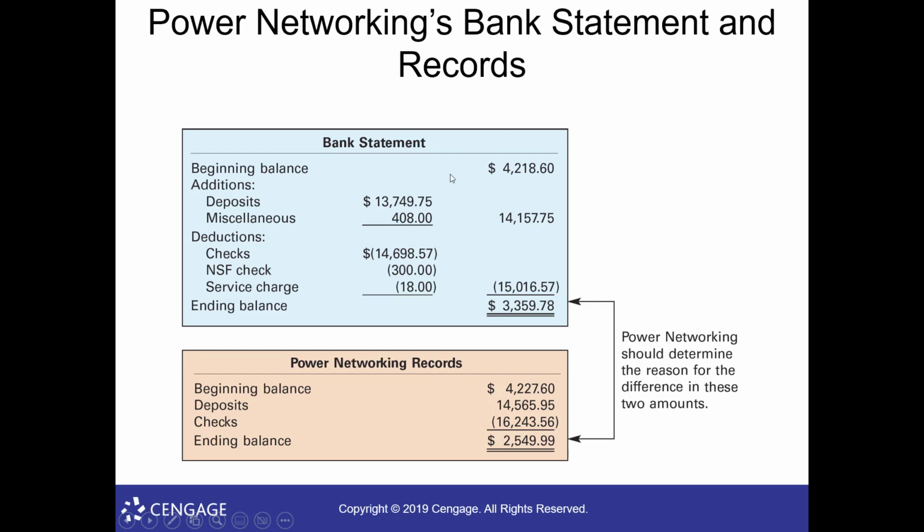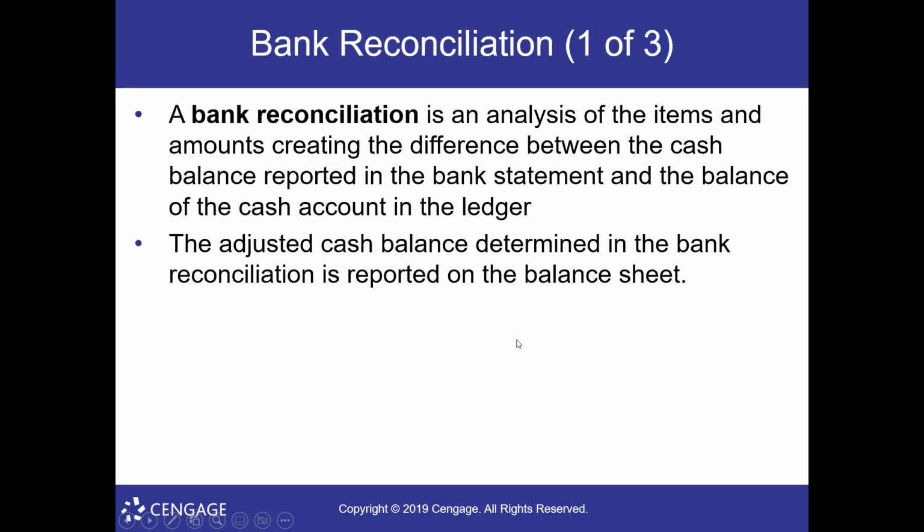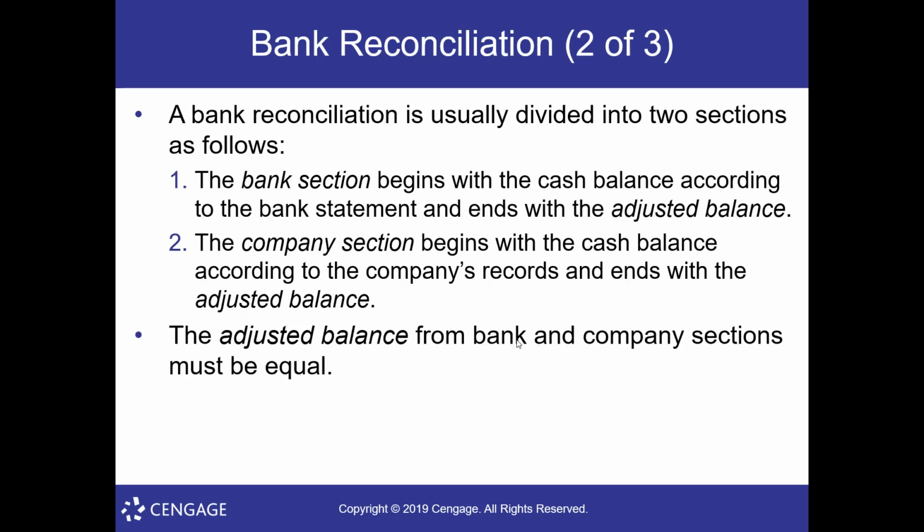So we have a bank statement that shows deposits, miscellaneous, checks, non-sufficient funds, and a charge. This is the actual company records. So they have different amounts for ending balances. That's why we would use a bank reconciliation. It's an analysis of items and amounts creating the difference between the cash balance reported in the bank statement and the cash account ledger. The adjusted cash balance determined in the bank reconciliation is reported on the balance sheet.